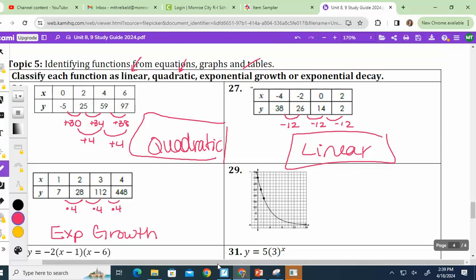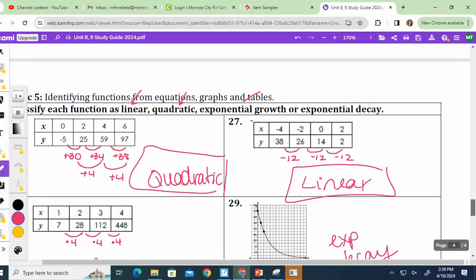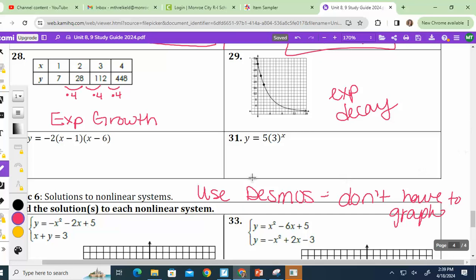When you graph an exponential, what does it look like? Yeah, it's like a curve either going up or down. So 29 would be exponential decay. Exponential because it's curved, decay because it's going down. 30, how would I decide what this one was?